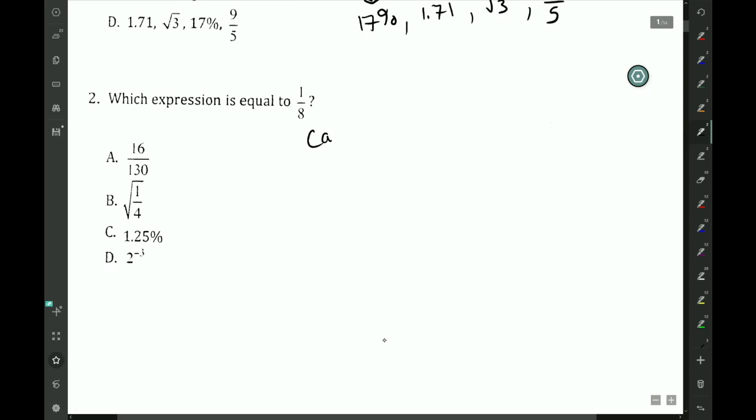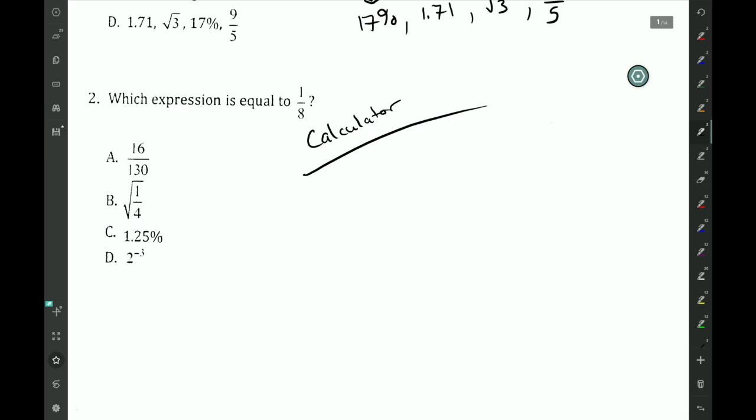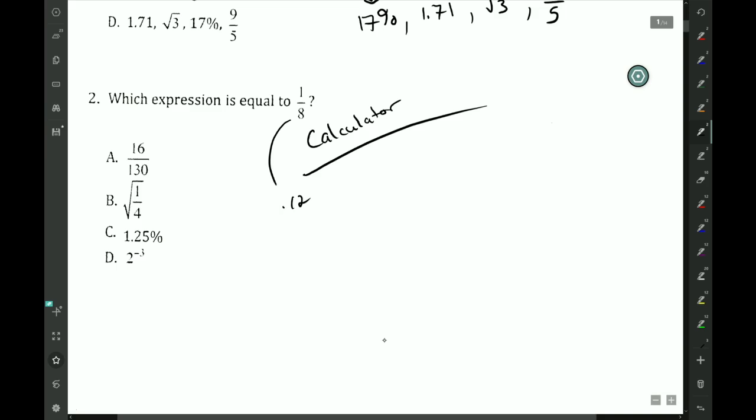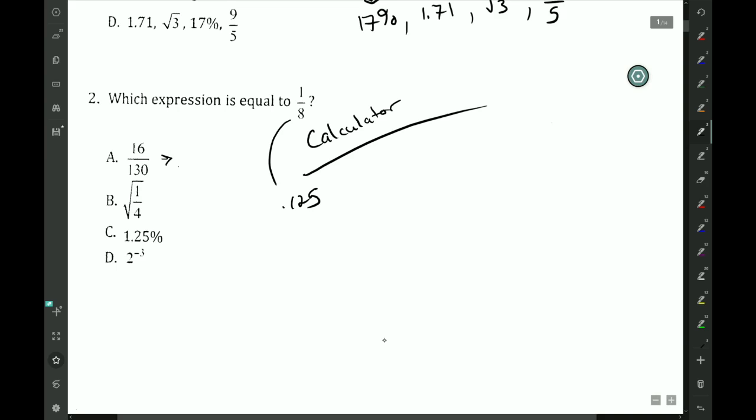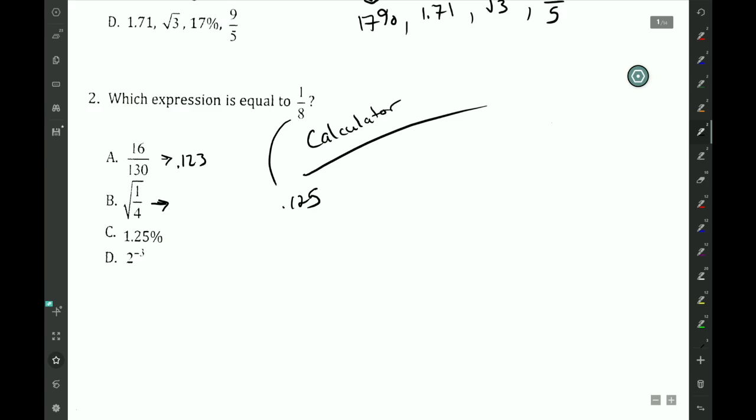Which expression is equal to 1/8? Again, calculator. Boom, 1/8, okay? Type it in your calculator. It's approximately 0.125. Okay, and see which ones match up with it. Now, you might be savvy and already know in your head some of these options. And if you do have calculator questions throughout these, like how do I find the square root, be sure to ask your teacher to show you if you're not sure.